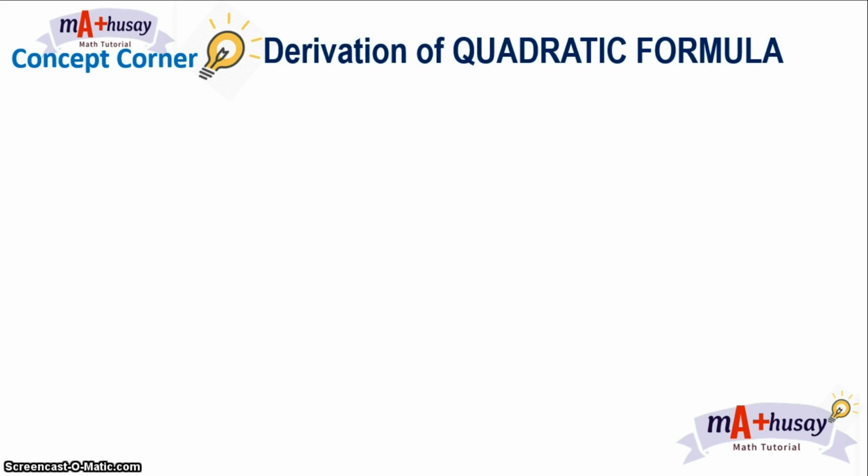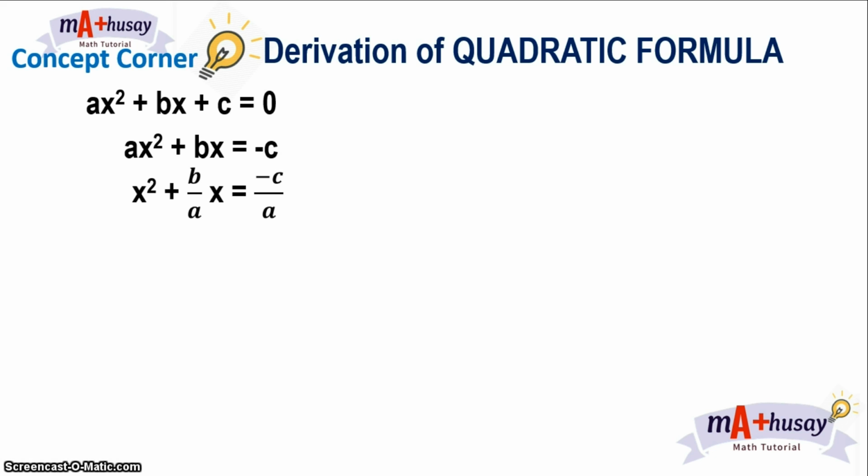Consider ax squared plus bx plus c equals 0. We will apply completing the square first. So our goal is to isolate the constant c on the right side of the equation. So we have to add negative c to both sides of the equation. So we'll have ax squared plus bx equals the negative c. Next step is we divide both sides of the equation by a. You will have x squared plus b over ax equals negative c over a.